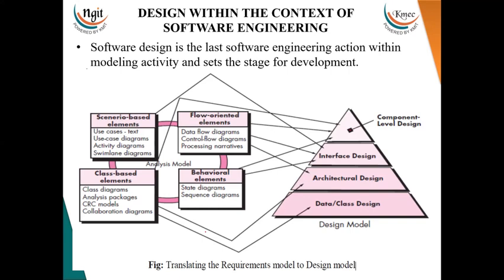Next we have design within the context of software engineering. Here you can see the translation of the requirements model to the design model. This design model produces several designs, as you can see in the diagram: the data class design, architectural design, interface design, component level design, and deployment design. What does each represent? Let us try to understand now.